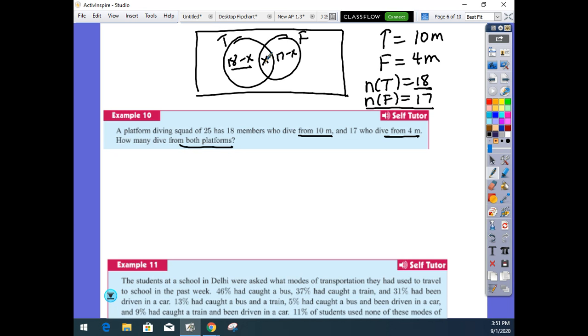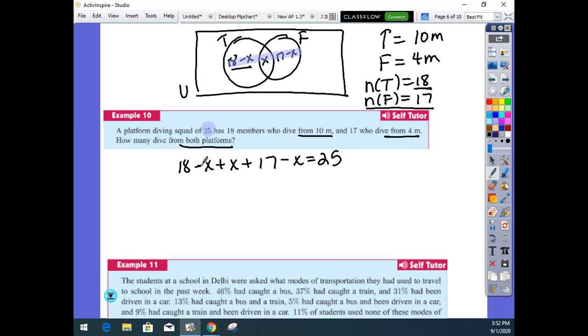All right. So that's everything, because these are just talking about diving, so there's nothing outside of the T or the F. They either do T or F. So if I add all this up, that gives my total of 25. 18 minus x plus 17 minus x gives me my total number of members of 25.